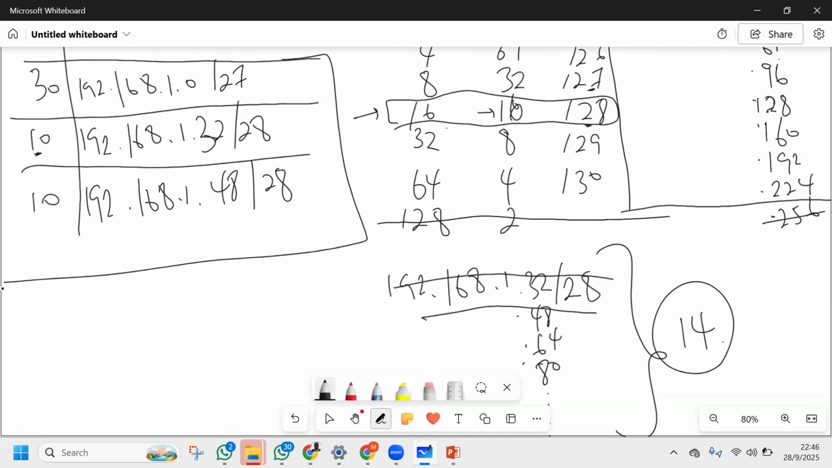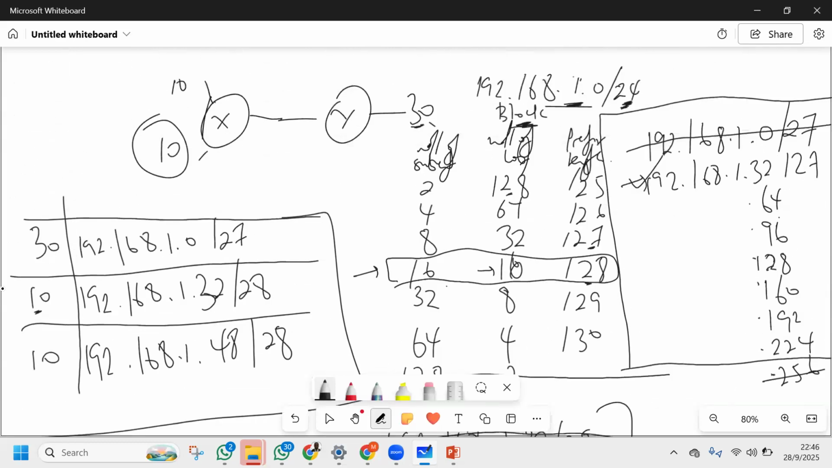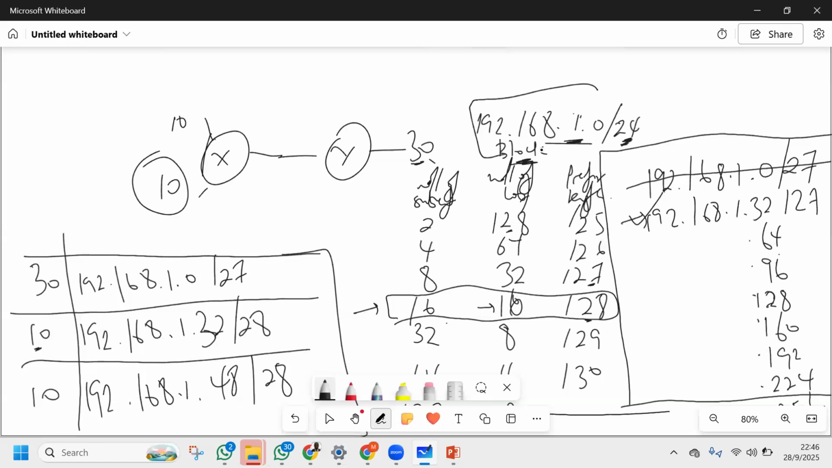So subnetting is taking this IP address, one network ID, and you divide it into a number of subnets, basically my networks.